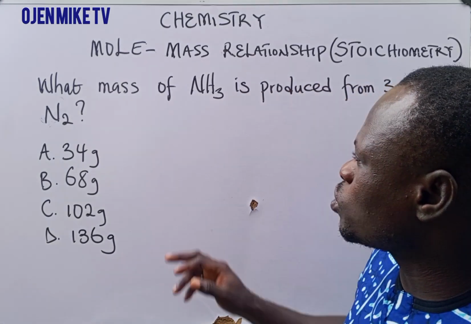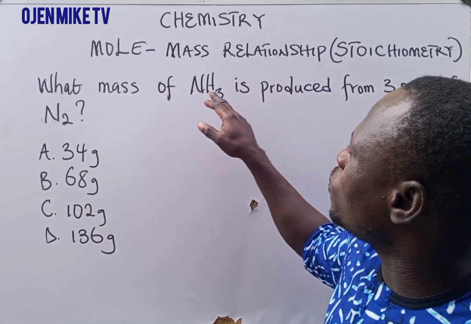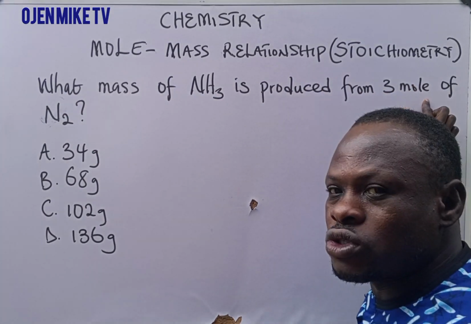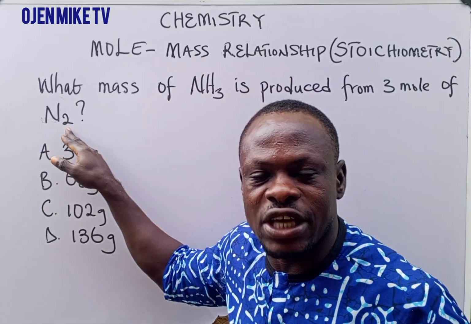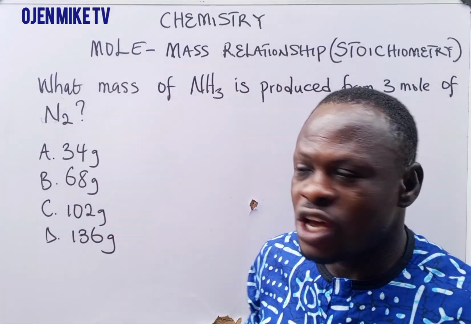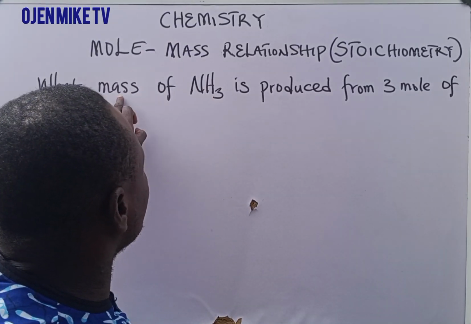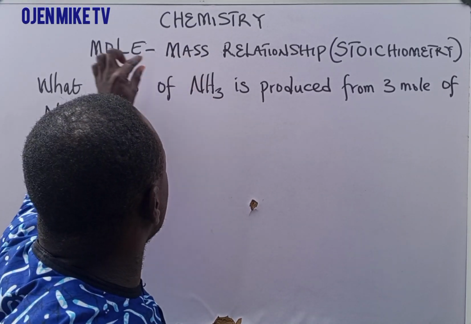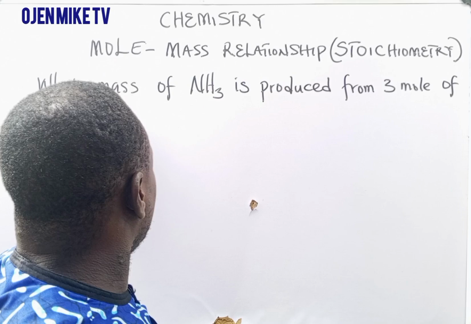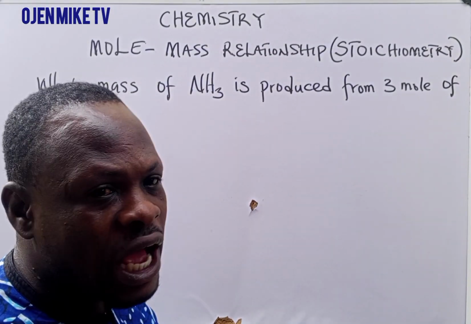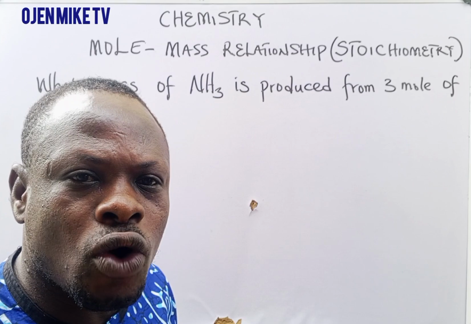Now this question is: what mass of ammonia is produced from 3 moles of nitrogen gas? What are we asked to find? Mass. That is why it is mole-mass. The mole is given, and you are now asked to calculate the mass. Firstly, you need to balance your equation.